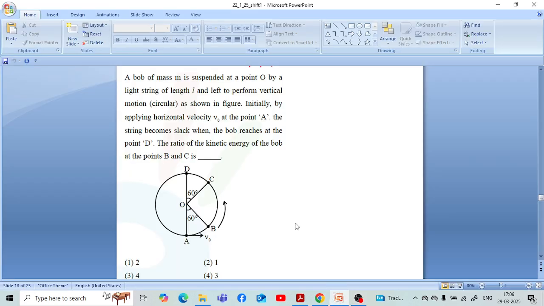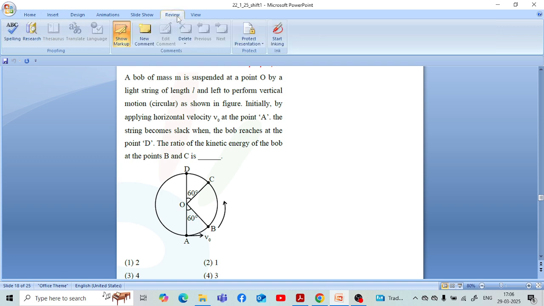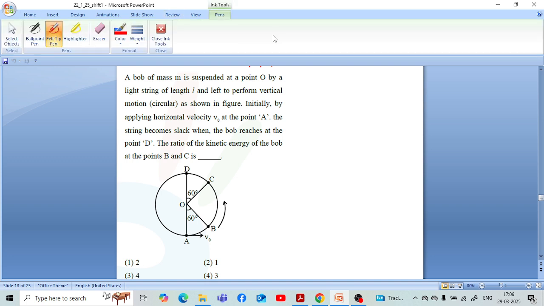Hello students, the question is: a bob of mass m is suspended at a point O by a light string of length L and left to perform vertical circular motion as shown in the figure. Initially, by applying horizontal velocity v naught at point A, the string becomes slack when the bob reaches point D. The ratio of kinetic energy of the bob at the points B and C is: option 1, 2; option 2, 1; option 3, 4; and option 4, 3.